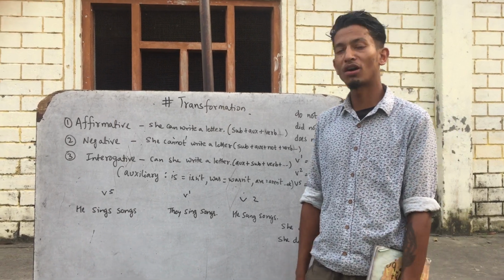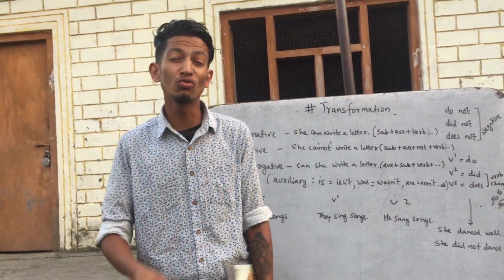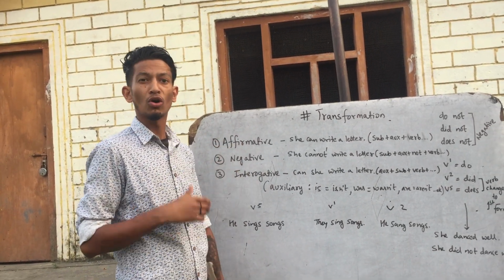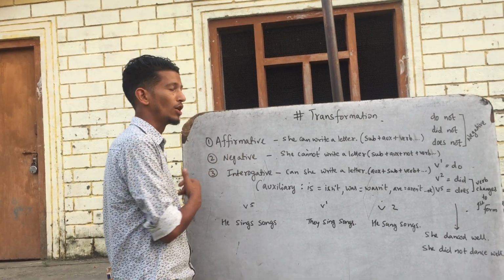So today we're going to talk about transformation. So we generally transform sentences into three forms and they are: first one is affirmative, which is also called positive, second one is negative, and third one is interrogative. Let me explain you with the help of an example.